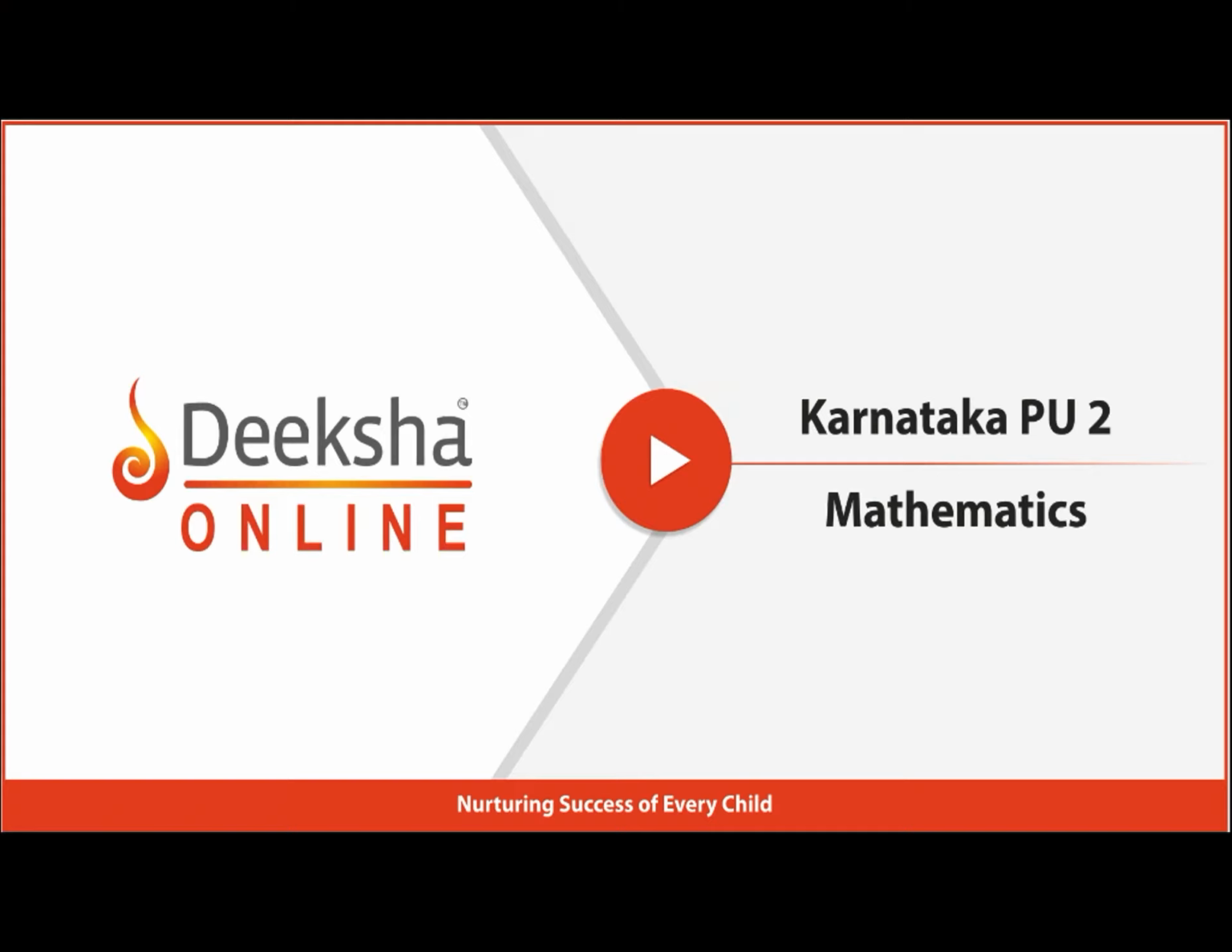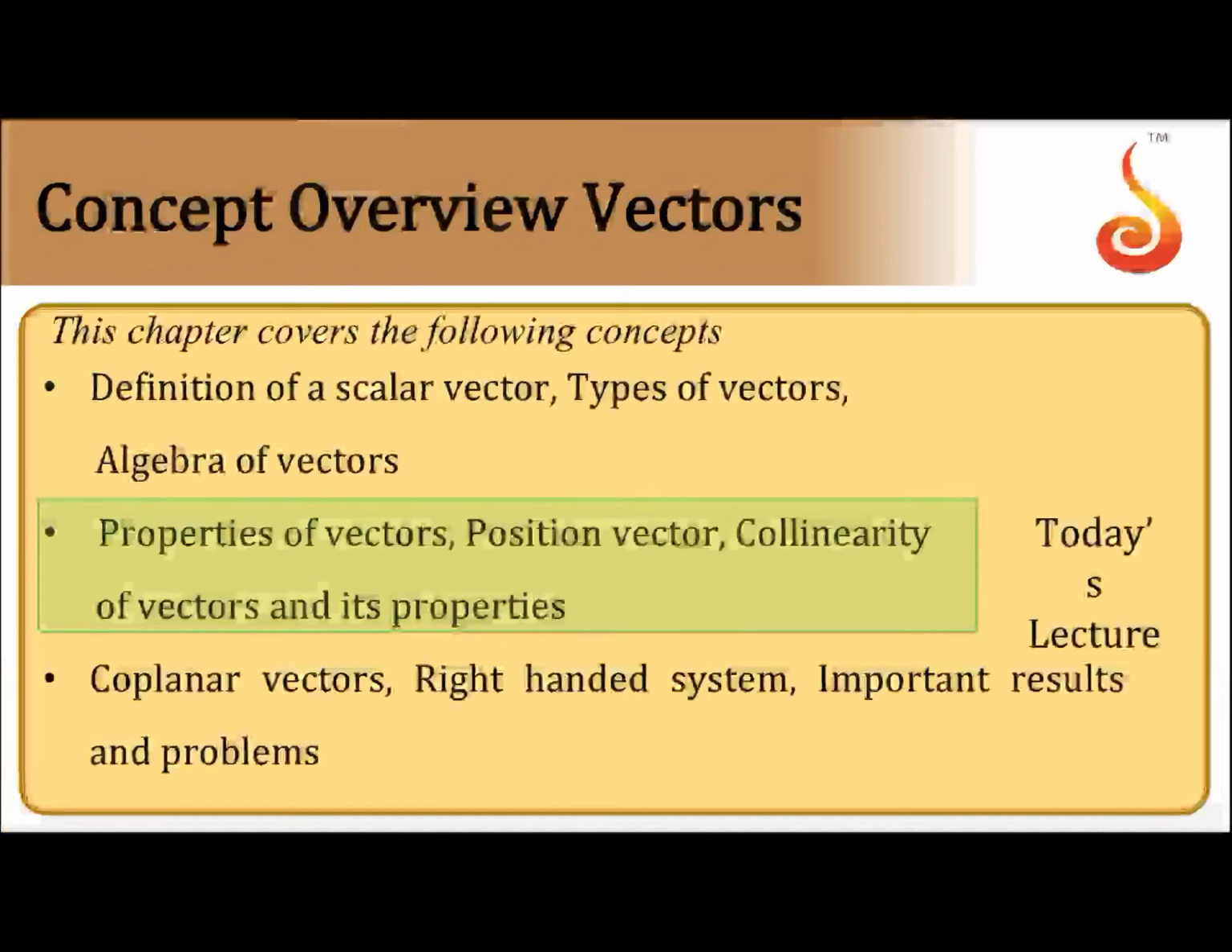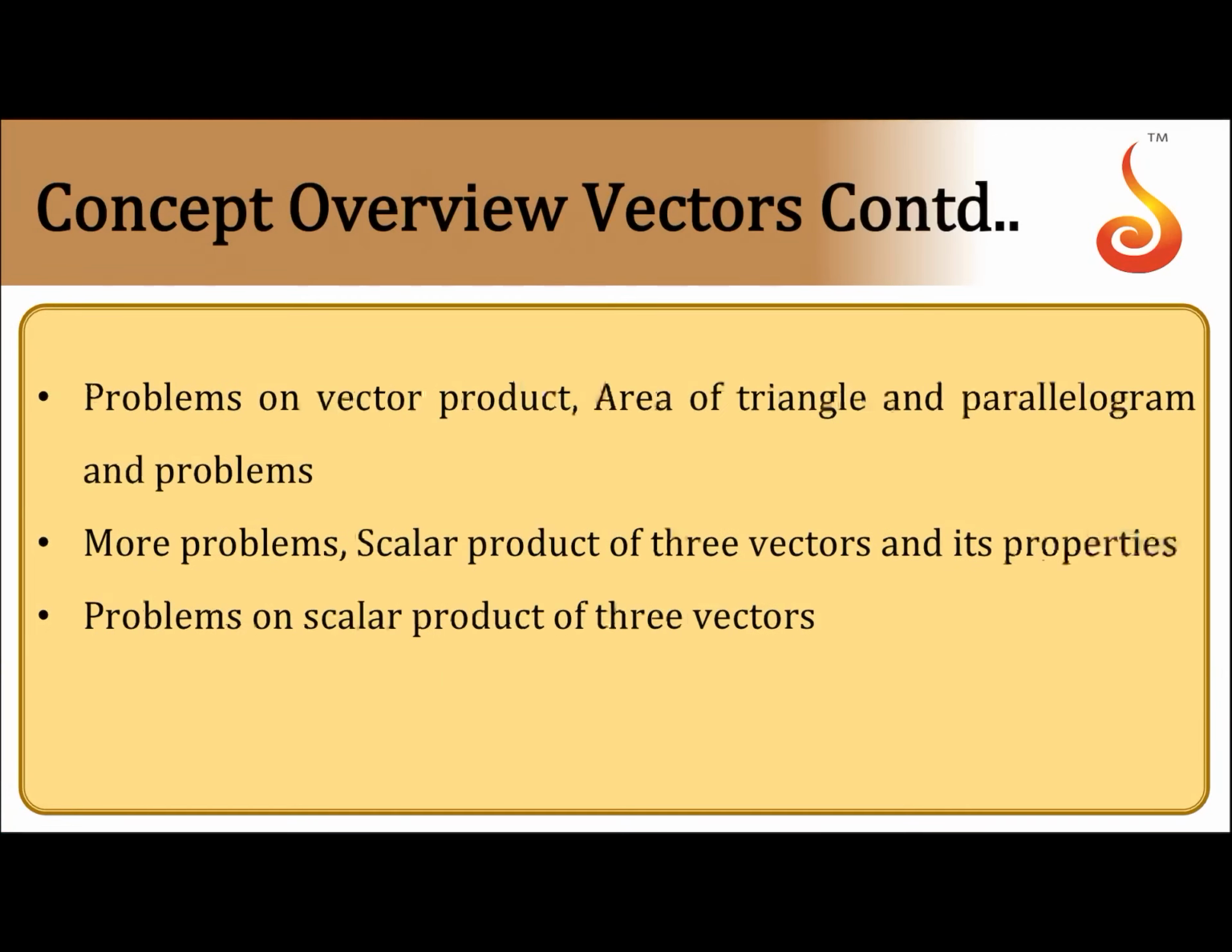Today in mathematics class, we continue with vector algebra, the second lecture. So, vector algebra, second lecture. Last class, we described the definition of a scalar, vector, and algebra of the vectors. Today's class, we continue with the properties of the vectors, position vector, collinearity of the vectors and their properties.